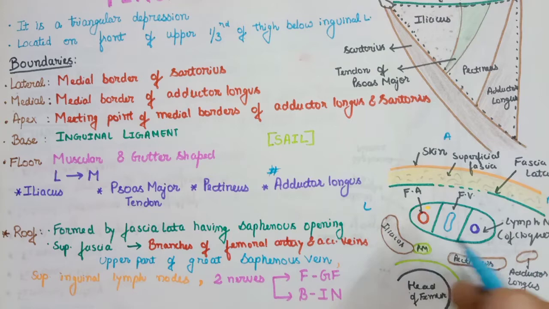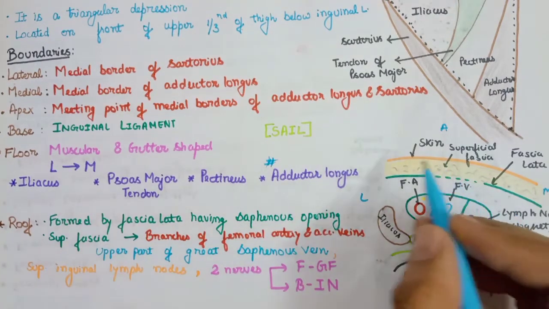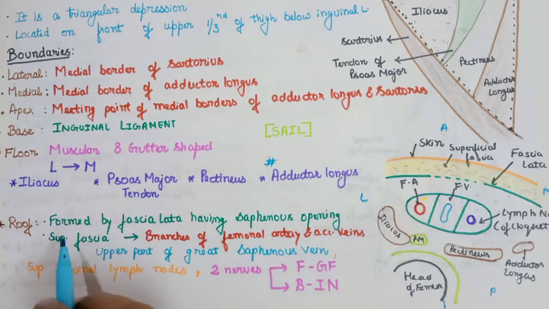Here we have the group of muscles, and so the posterior boundary is also formed. Posteriorly, just below the muscle, we have the head of the femur as well as the capsule of the hip joint. So you should make your diagram something like this. Now let's concentrate here. Anteriorly we have the skin, so the roof is formed by the skin.